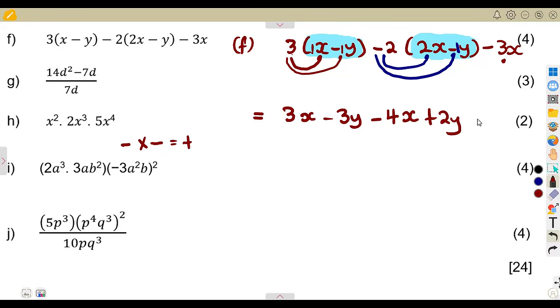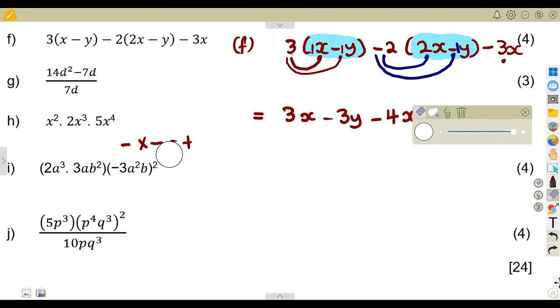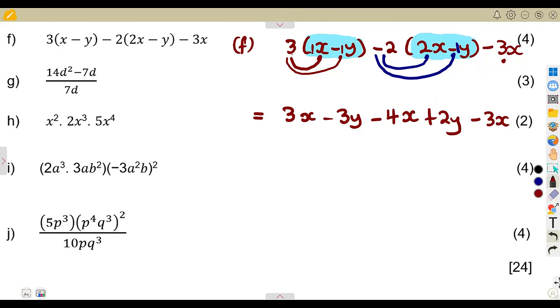Okay, then on this part, there is minus 3x. This one is not affected by any bracket. It is just a single term on its own. It is not affected by anything. What multiplies the bracket is the number in contact with the bracket. This one you just subtract at the end. So you expanded the brackets. This is to remove the brackets. Expand. Okay, so you have to expand to remove the brackets.